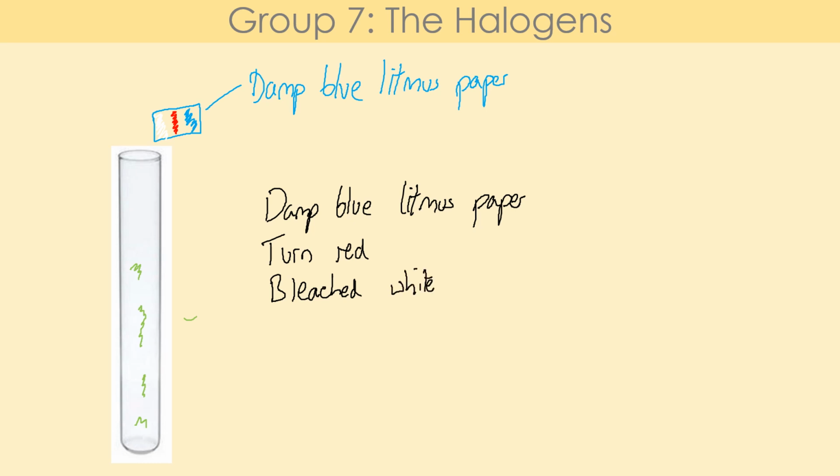And that is our test for chlorine gas. Now we need to be careful when we're doing this, because chlorine is toxic, so it may cause harm to anyone that breathes it in. So if we're doing this, we want to do it in a well-ventilated room or in a gas cupboard or a fume cupboard, so it sucks all of the gas out and we don't breathe it in. So we can do it in a well-ventilated room or in a fume cupboard.